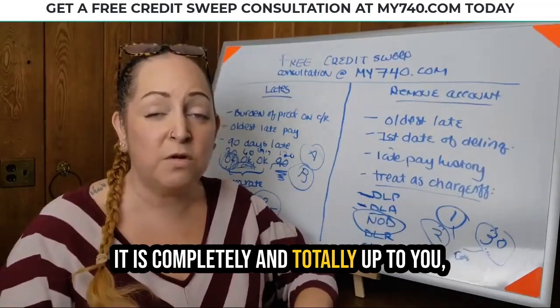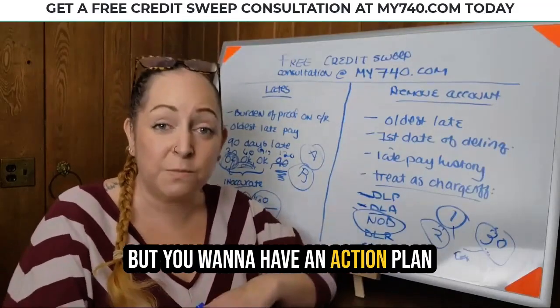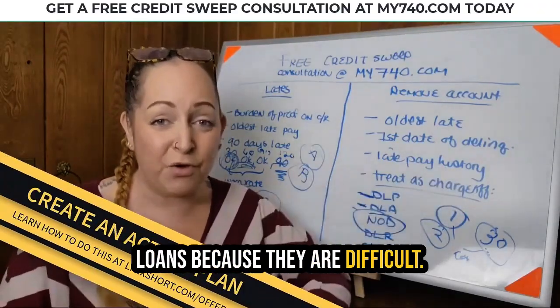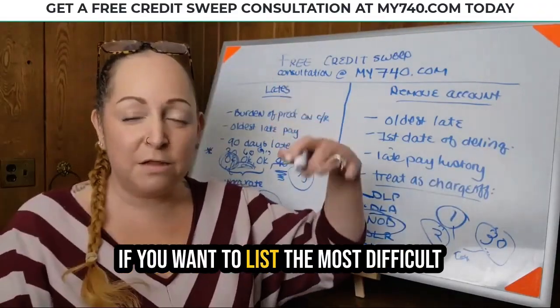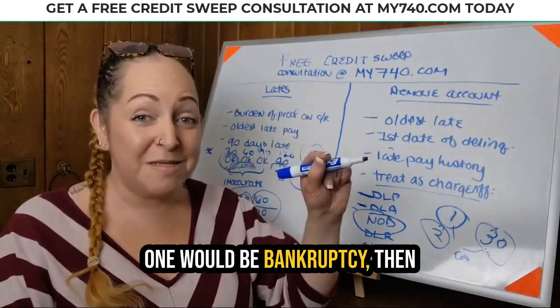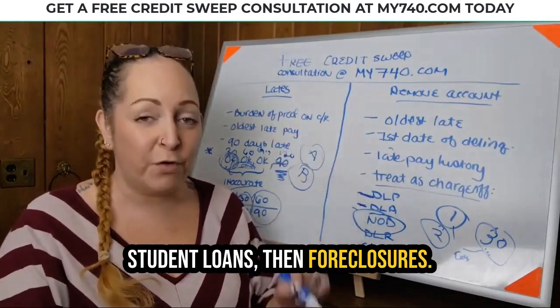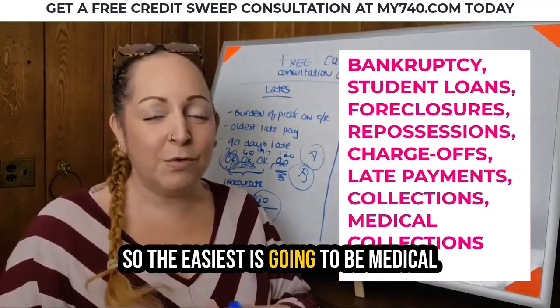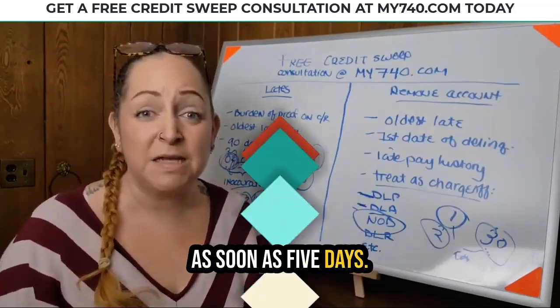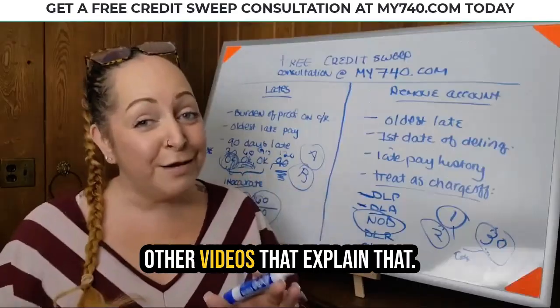It is completely and totally up to you, but you want to have an action plan when you are going after student loans, because they are difficult. If you want to list the most difficult down to the easiest, very first one would be bankruptcy, then student loans, then foreclosures. So the easiest is going to be medical and judgments and tax liens. You can get those off in as soon as 5 days.